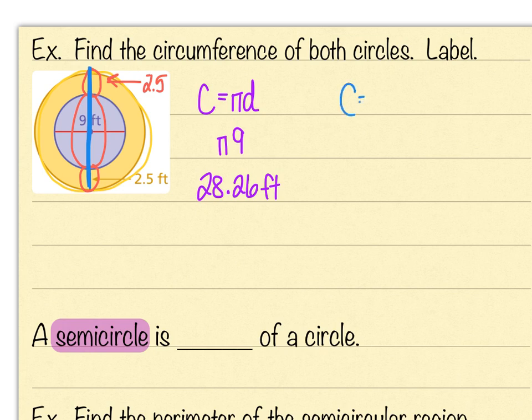So C equals pi times diameter. That means pi times 14, and that's going to give us 43.96. Remember, I'm just multiplying 14 by pi, which is 3.14. And so that's how I find it. That was a little bit trickier because it takes a little bit of critical thinking to see what the diameter of that golden circle is.